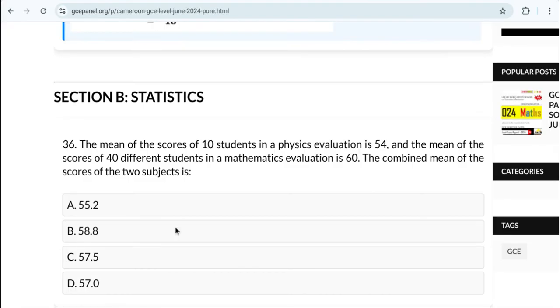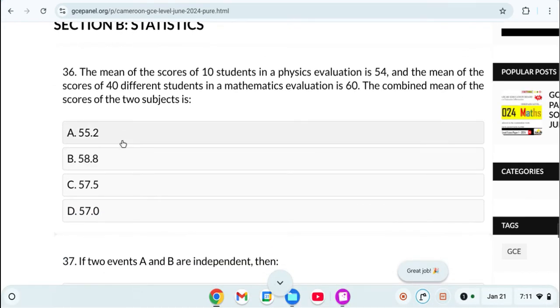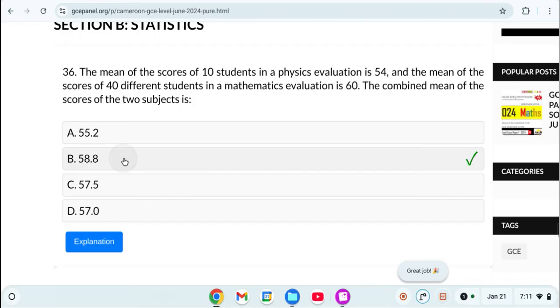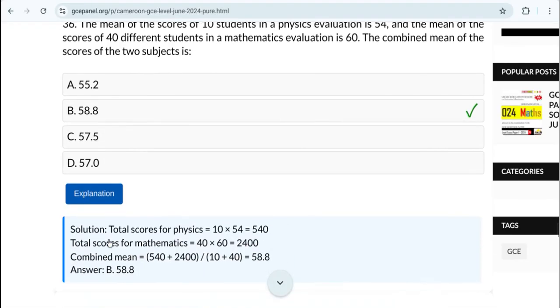Okay, so to get the sum, first of all we need the sum for the first part. I think the answer here was 58.8. Okay, yeah. So this is how we get the total.